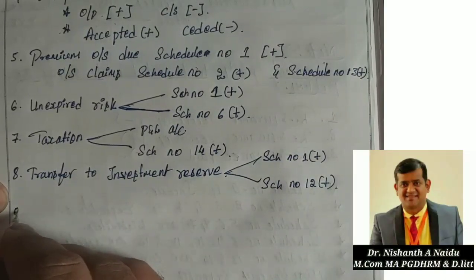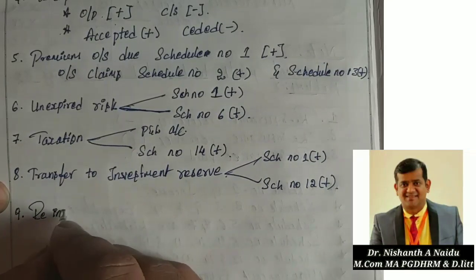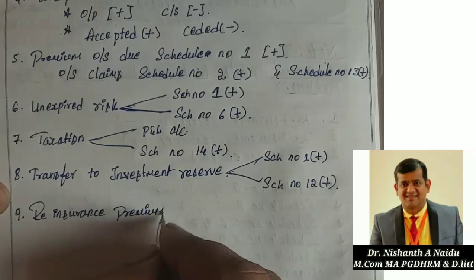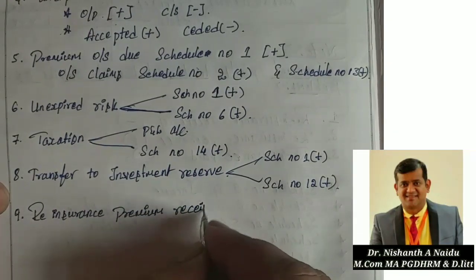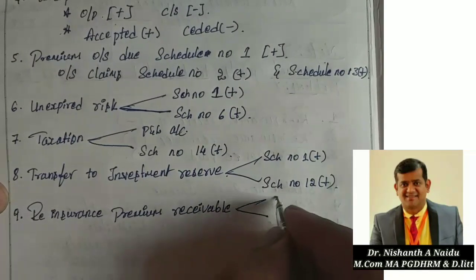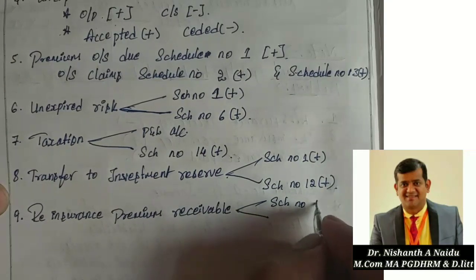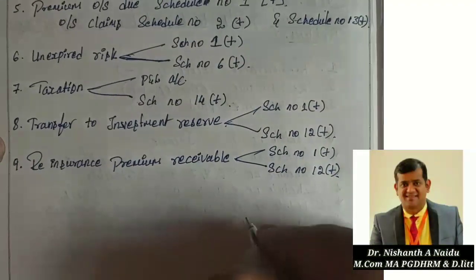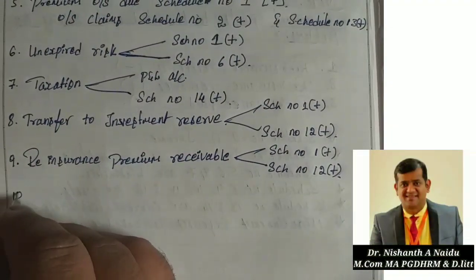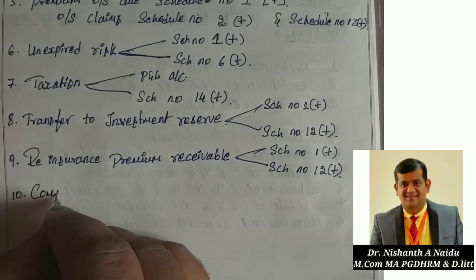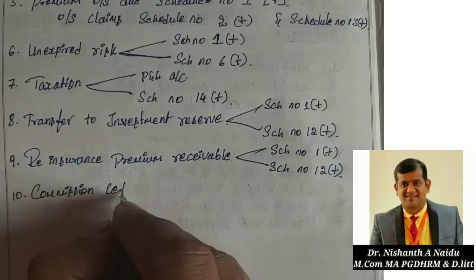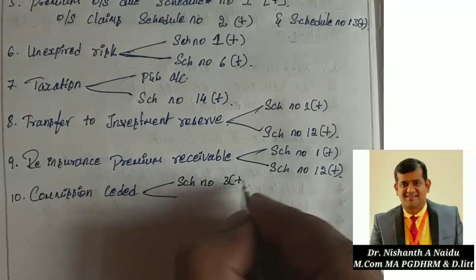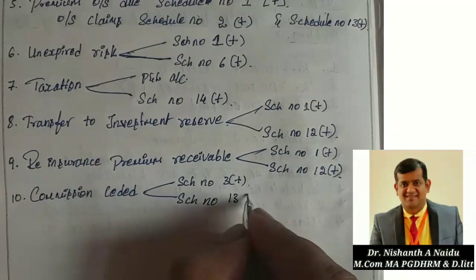Okay, so next I am moving to number 9, reinsurance premium receivable. Schedule number 1, add. The same way, schedule number 12, add. So next is adjustment number 10, commission, schedule number 3, add, then schedule number 13 also add.